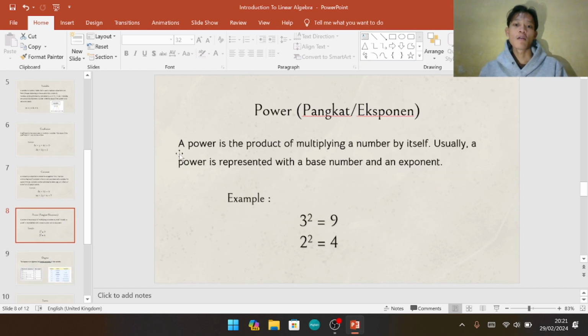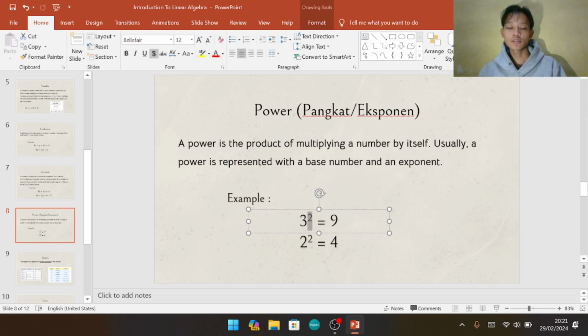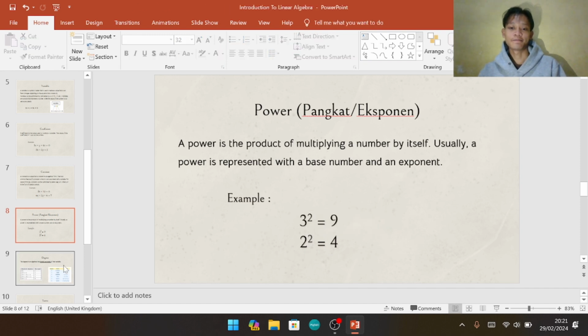Okay, next. Power or exponent. A power is the product of multiplying a number by itself. Usually, a power is represented with a base number and an exponent. Example: 3 power of 2 is 9. 2 power of 2 is 4.